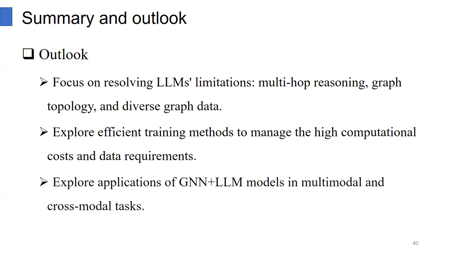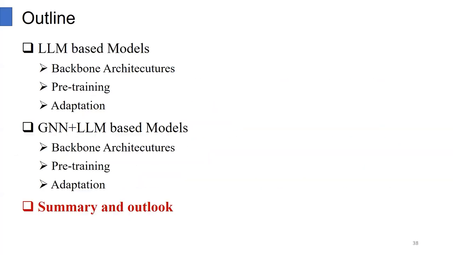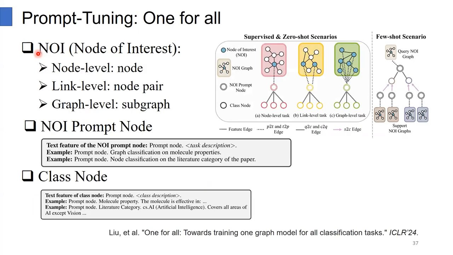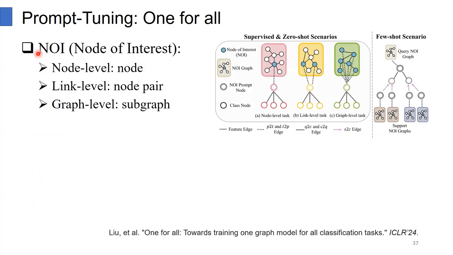The third type is GNN plus LLM. I'm not sure what the difference is from the above types. In this type you have GNN centric and LLM centric. What's the difference from the above types, LM based or GNN based?